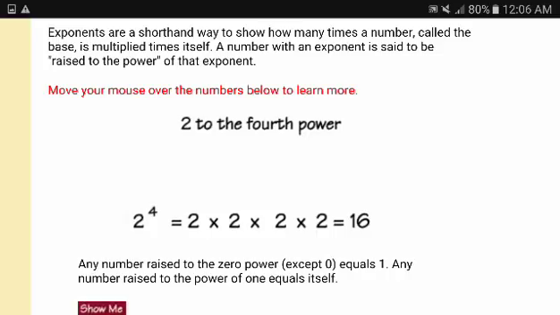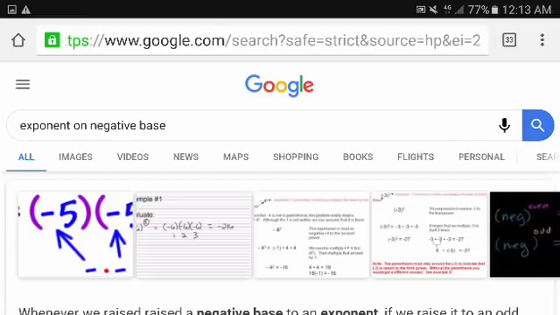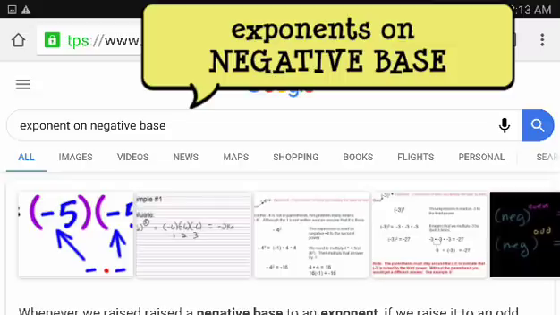And then let's review about exponents. Exponents are a shorthand way to show how many times a number, called the base, is multiplied times itself. A number with an exponent is said to be raised to the power of that exponent. Example, 2 to the 4th power means 2 times 2 times 2 times 2 equals 16. Any number raised to the 0 power, except 0, equals 1. Any number raised to the power of 1 equals itself. And then we will review exponent on negative base.